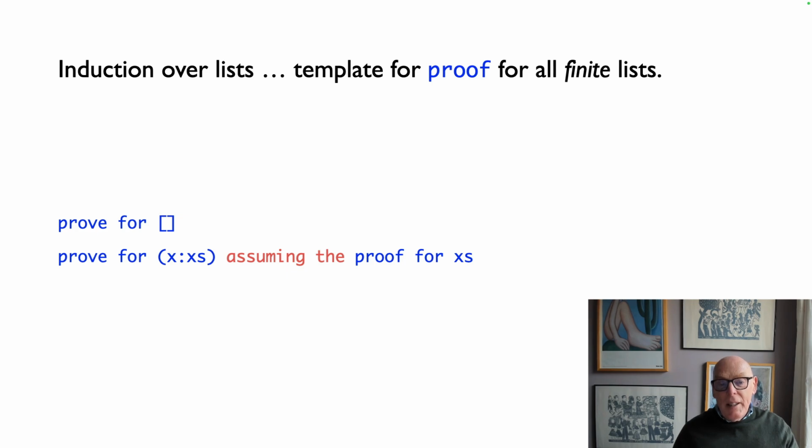So there's a slight caveat here, and I will come back at the end of the block to talk about what I mean by finite lists. Just to let you in on it, I think we've seen already that there are infinite lists in Haskell because of lazy evaluation. And I'll talk a bit more about how we think about proofs for those at the end of the block.